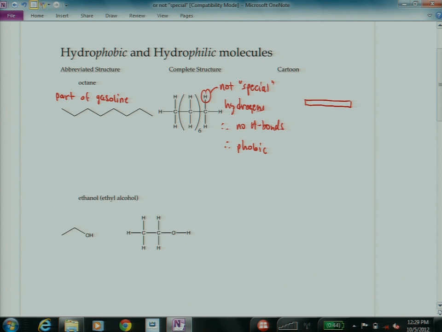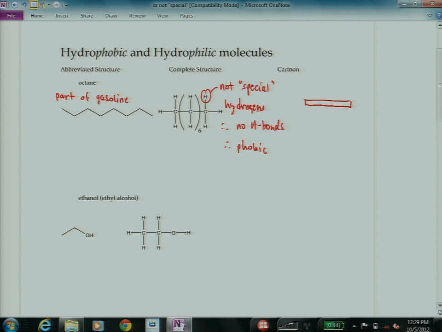Questions? Yeah, Sabrina. So what makes it a special hydrogen? Tell me. What makes something a special hydrogen? Yeah. It's covalently bonded to nitrogen or oxygen. Covalently bonded to something with high electronegativity. Let me say it right. So being attached to a nitrogen or oxygen makes it a special hydrogen.